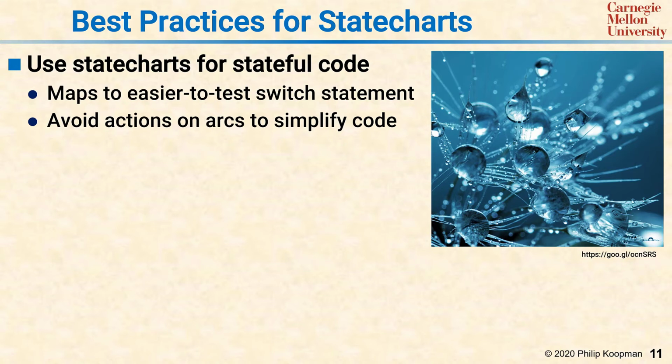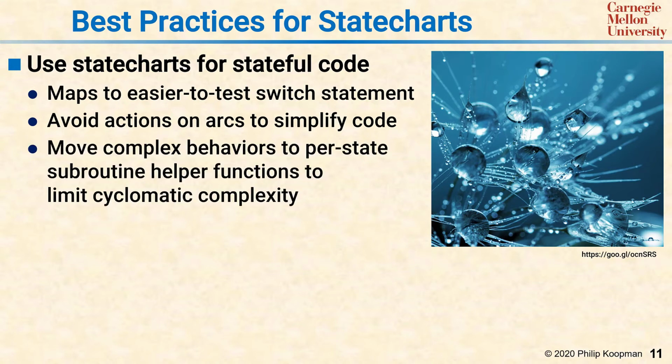You should also keep your code complexity under control. For example, by moving complex behaviors inside a state out to a subroutine helper function so that cyclomatic complexity primarily comes from the switch statement and not from a bunch of spaghetti code buried into the individual cases.